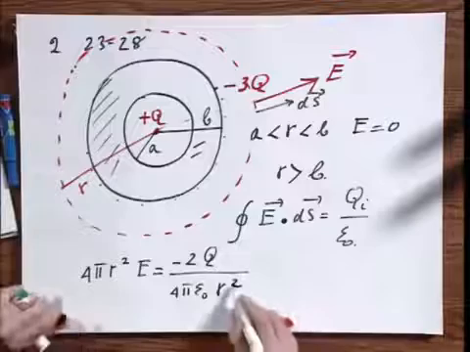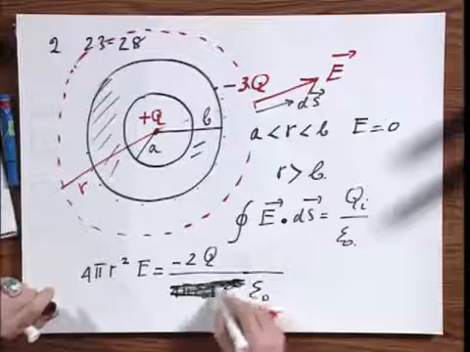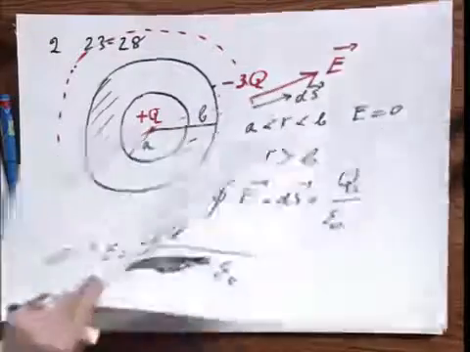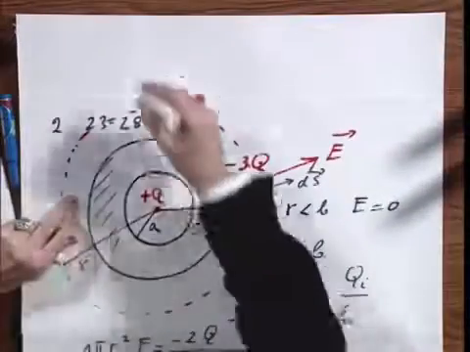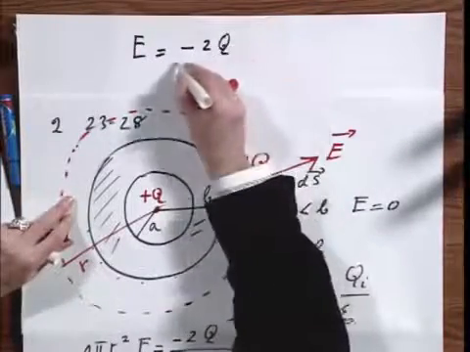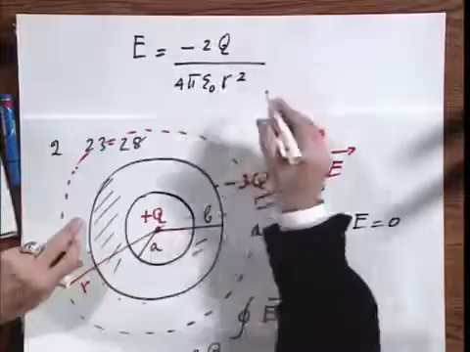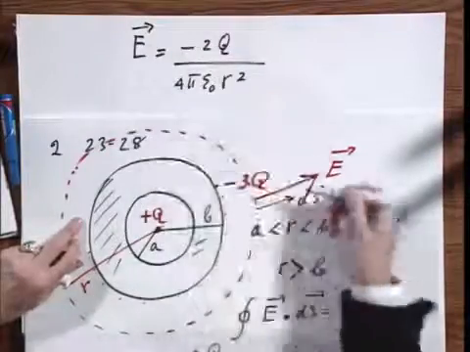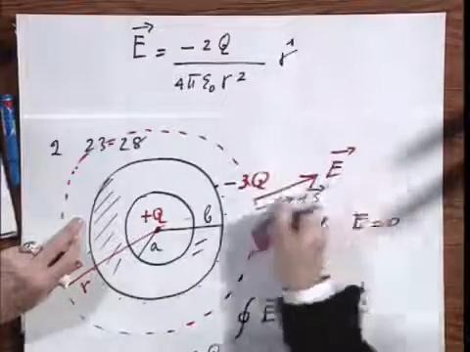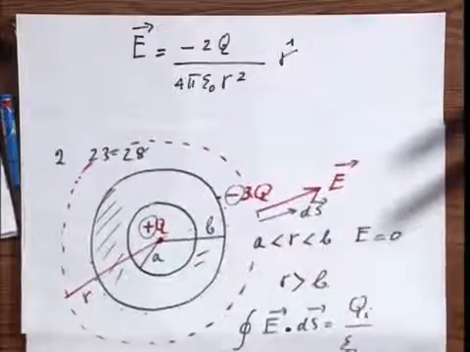divided by epsilon 0. I'm getting ahead of myself. Total charge inside divided by epsilon 0. And so what do I find for the electric field? The electric field then becomes minus 2Q divided by 4 pi epsilon 0 r squared. And if you really want to get the direction right, this minus sign means that my assumption was wrong, so it's pointing inwards. So you can put an r roof here, which means this minus is winning over the plus, so the electric field is pointing inwards.